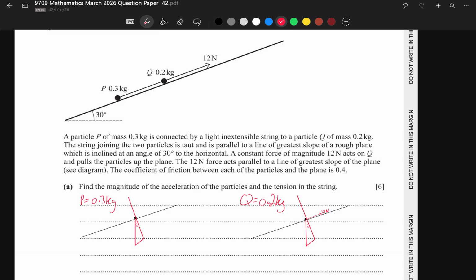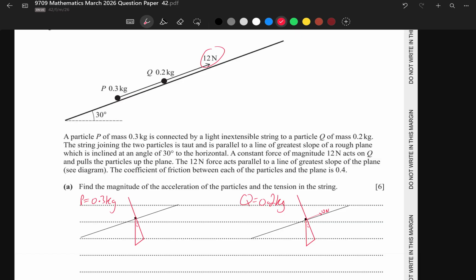A particle P of mass 0.3 kg is connected by a light inextensible string to a particle Q of mass 0.2 kg. The string joining the two particles is taut and is parallel to the line of greatest slope of the rough plane, which is inclined at an angle of 30 degrees to the horizontal. A constant force of 12 newtons acts on Q and pulls the particle up the plane.